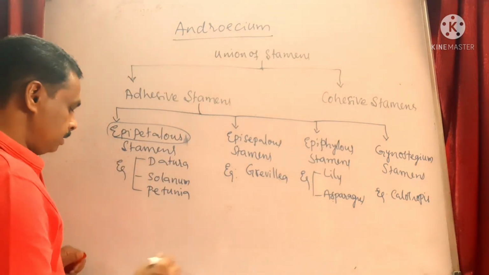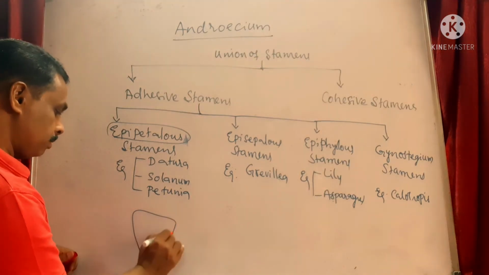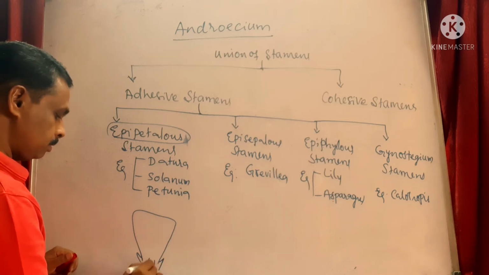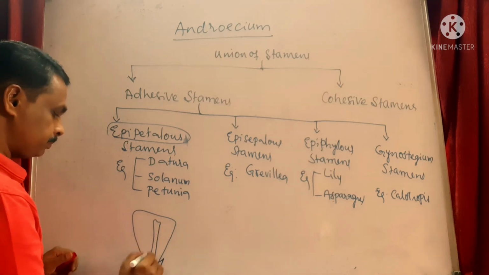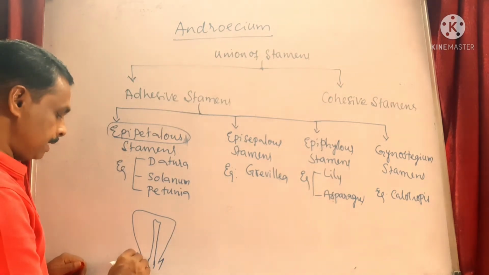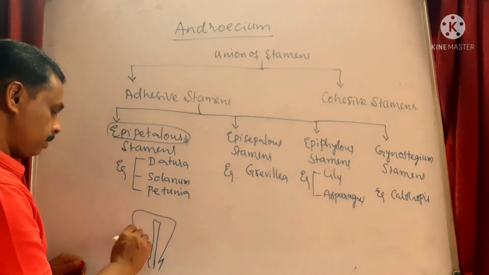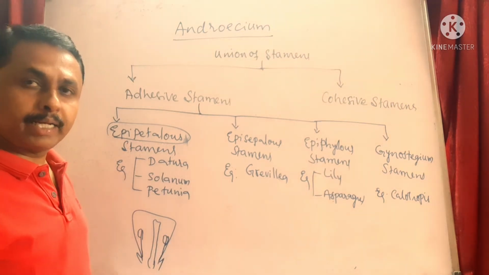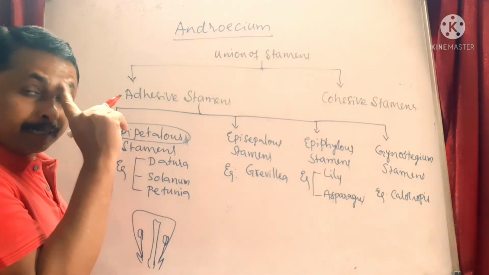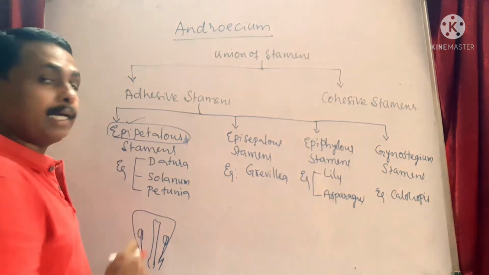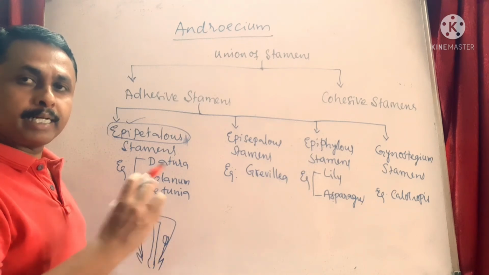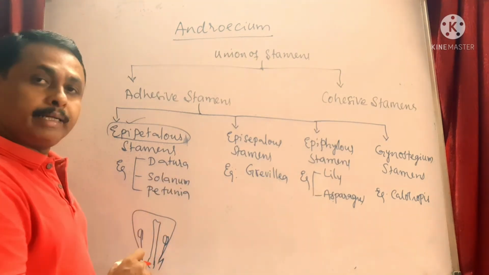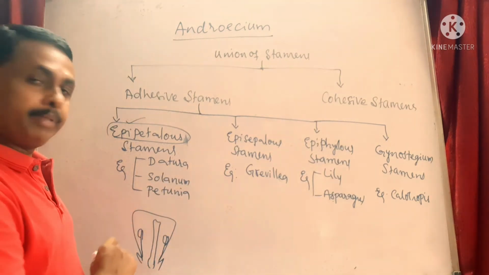Epipetalous, that means this is the flower, this is the corolla of a flower, gynoecium, right? The stamens are attached directly to the corolla. That condition of attachment of stamens will be called epipetalous. Epi means attachment to petals. That's why it is called epipetalous stamens. It is seen in DSP, Datura, Solanum and Petunia.